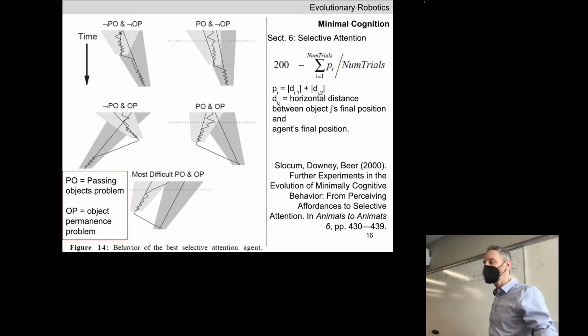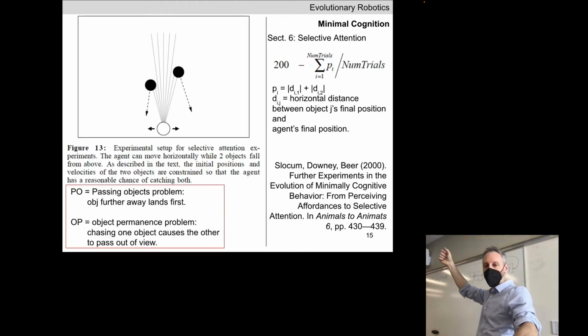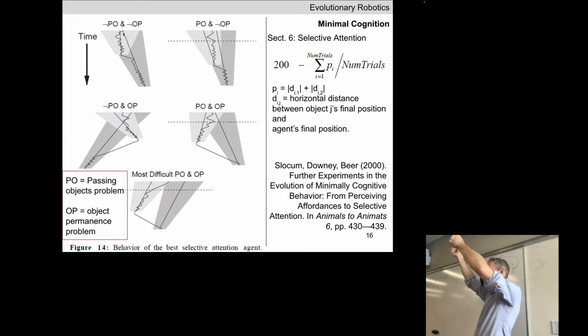Okay, so this one is relatively easy. There's no passing objects problem. So the left-hand object, we know, hits the ground first, then the right-hand object. Because there's no passing object problem, that means that the left object must have already been closer to the robot at the initial condition. So if we go back to the cartoon for a moment, these objects are not both dropped from the top of the screen. They're dropped at different initial vertical positions. So in this example here, the left-hand object is closer to the robot and it hits the ground first, and then the right-hand object hits the ground next.